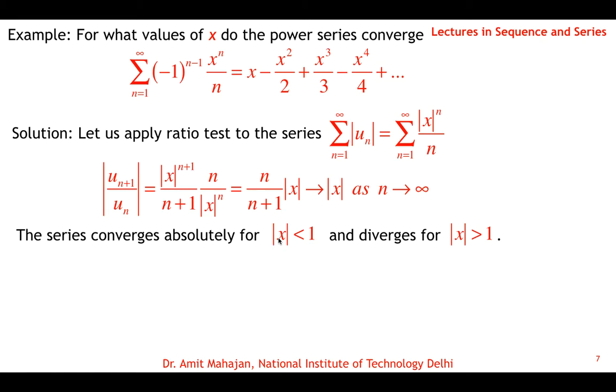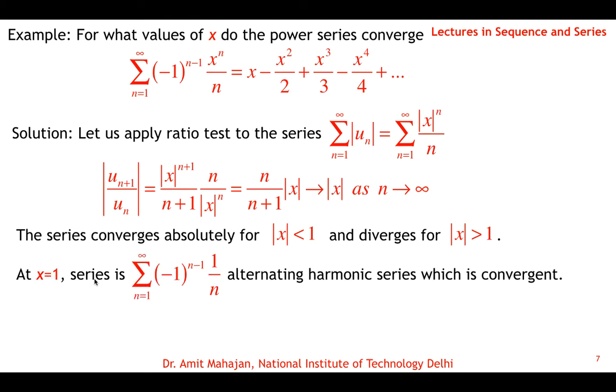If I take x equal to plus 1 and plug it in, it will be 1 minus 1/2 plus 1/3 minus 1/4 and so on. We know that's the alternating harmonic series, which is convergent. So at x equals plus 1, the series is the alternating harmonic series, which is convergent. And if you plug in x as minus 1, then taking the negative sign outside, it is a divergent harmonic series. So x equals minus 1 gives a divergent harmonic series.